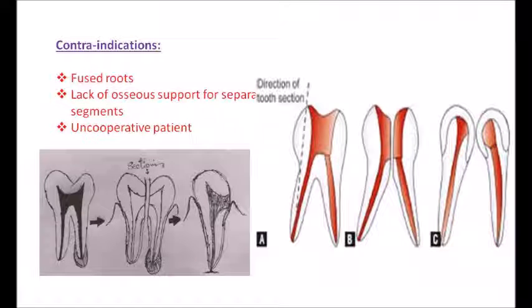The contraindications of this procedure are fused roots, whenever there is root fusion; lack of osseous support for separate segments, because if we separate the segments and there is lack of bone support, then we are not supposed to proceed with this procedure; and uncooperative patients. So three contraindications: fused root, lack of bone support and uncooperative patient. In the picture, on the right-hand side, the direction of the tooth section is shown, where the multi-rooted tooth is cut into two halves and crowns have been placed, so that it looks like two separate small teeth. So this is what hemisection is.